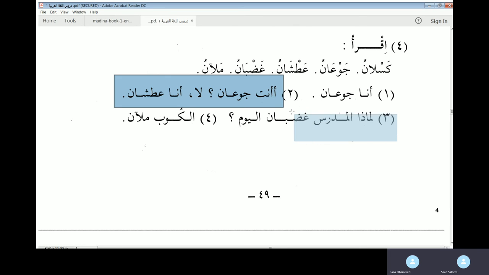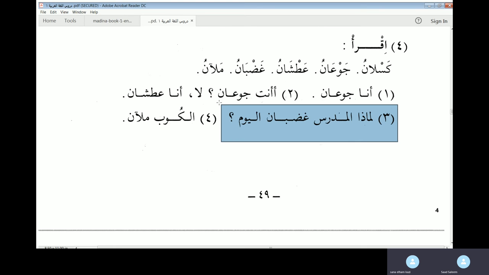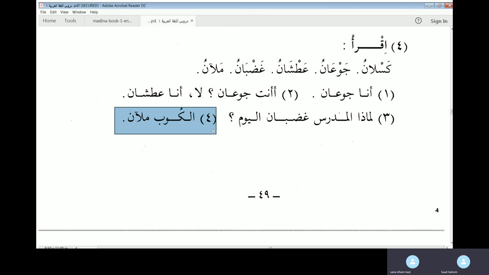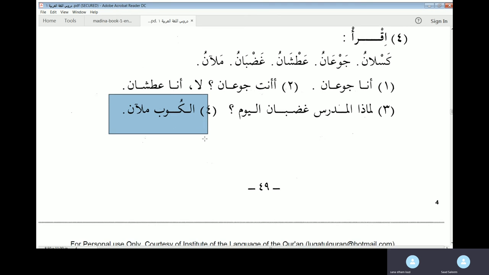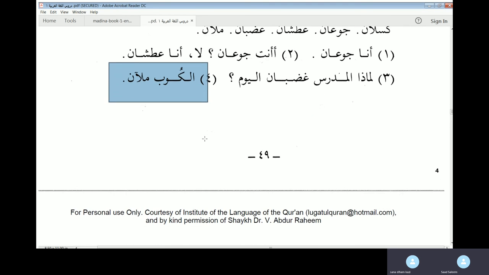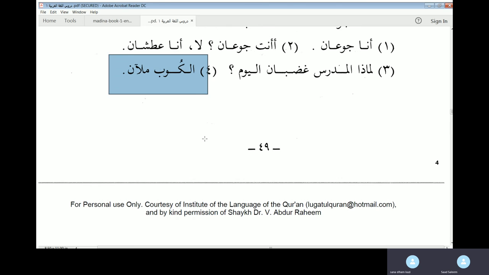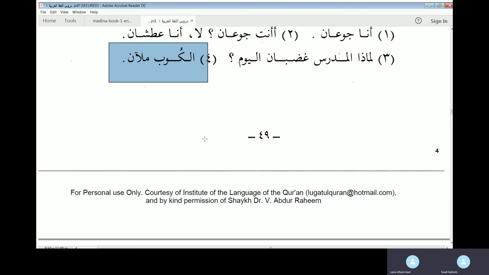Limadha al-mudarrisu ghazbanu al-yawma? Is the teacher angry today? Why is the teacher angry? Al-kubu malanu. The cup is full.